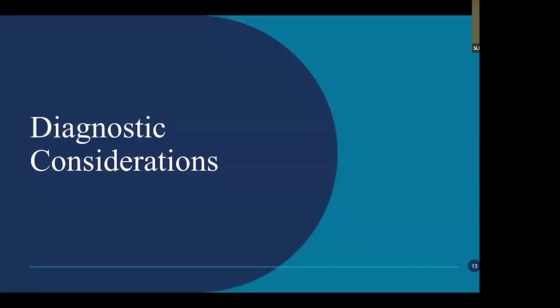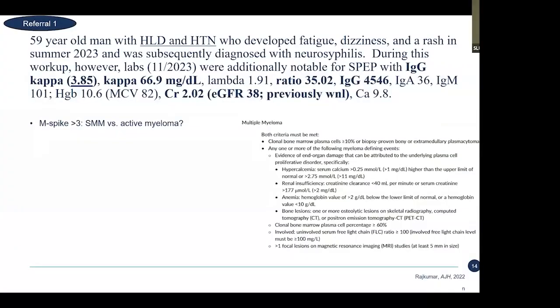Because there are a lot of diagnostic challenges, oftentimes we don't just have someone that comes to our clinic with the diagnosis at hand. And so I want to talk about each of these referrals to frame how we typically think about these diagnoses when we see an abnormal protein and kidney impairment, and if they might be related or not. So this first referral, again, is this 59-year-old man. He has hyperlipidemia and hypertension, and he has an IgG kappa that's 3.8, a kappa free light chain nearly 67 milligrams per deciliter, a ratio of 35, a creatinine of 2.